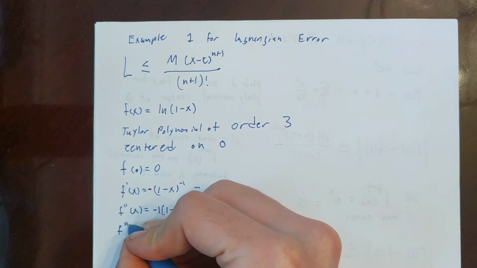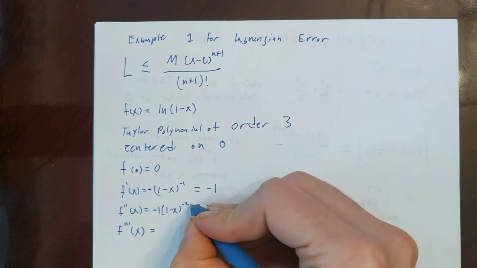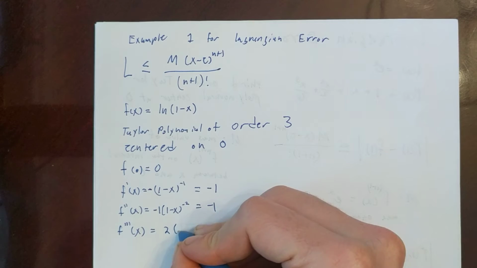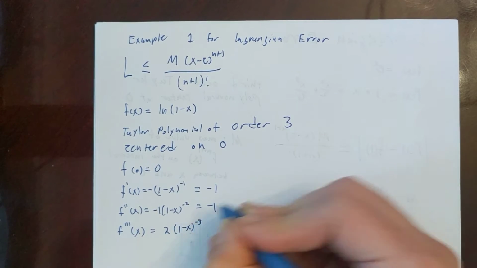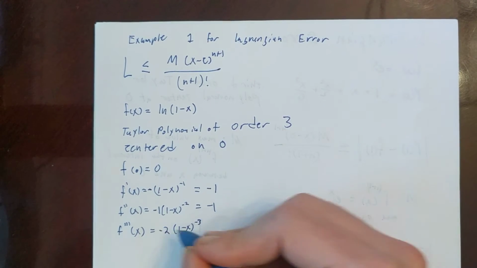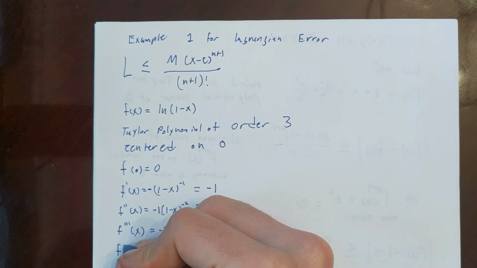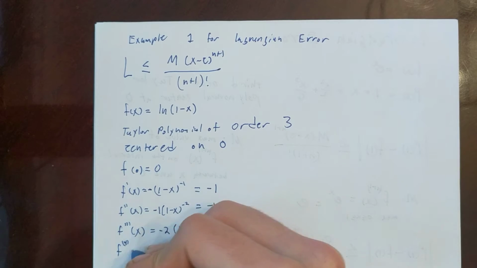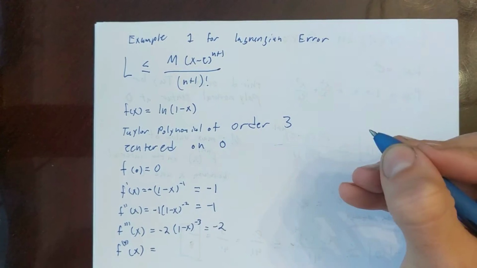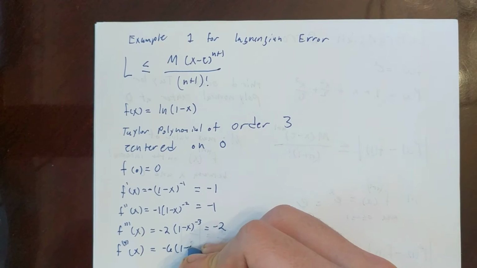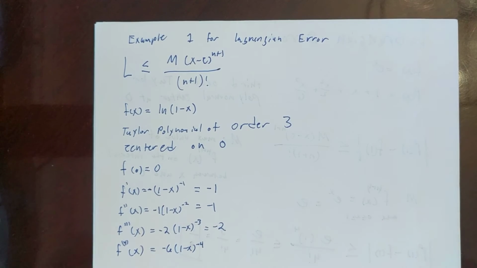What about the third derivative, though? Well, in this case, now we're going to go up to positive 2 when we multiply that down. (1 minus x) to the negative third times the derivative of what's inside. This is now negative 2. I'm going to do the fourth derivative just because we need to know the maximum here. So the fourth derivative, bring that down, becomes negative 6, (1 minus x) to the negative fourth.